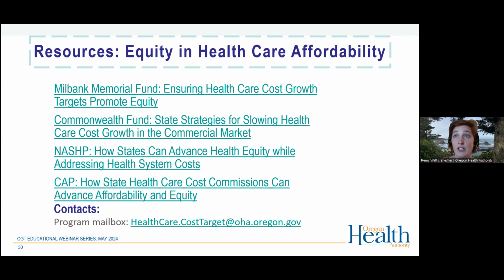And maybe in 10 years, we'll be able to look at this cost growth target program and think, wow, we've actually moved the needle on affordability in Oregon. We made some mistakes along the way, but overall, we had a really positive impact on healthcare affordability in Oregon. And we're also grateful to have been a part of that journey and seeing the changes that we've made in healthcare access for Oregonians across the state.